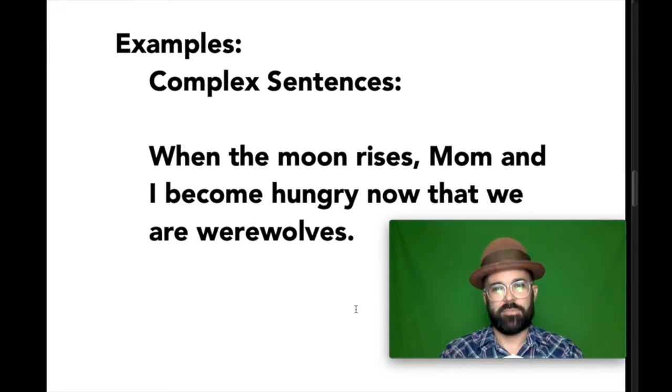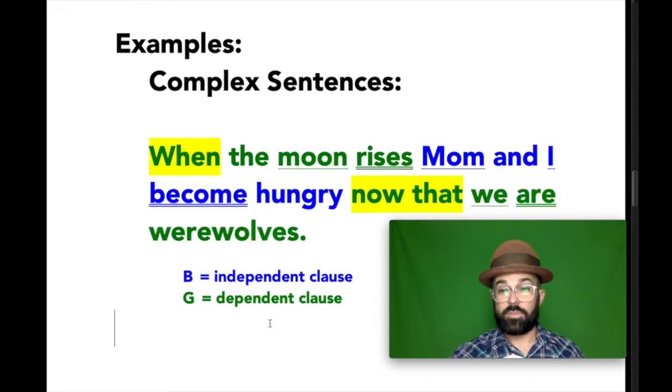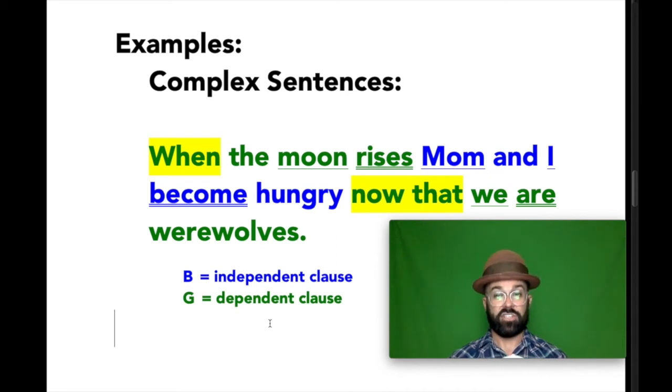I'll mark it up for you. Let's take a look. This will hopefully make it a little bit easier. We see that our independent clause is right there in the middle. Mom and I become hungry. Easy. But we have 2 dependent clauses and 2 different subordinating conjunctions. When the moon rises, yes, then what will happen?